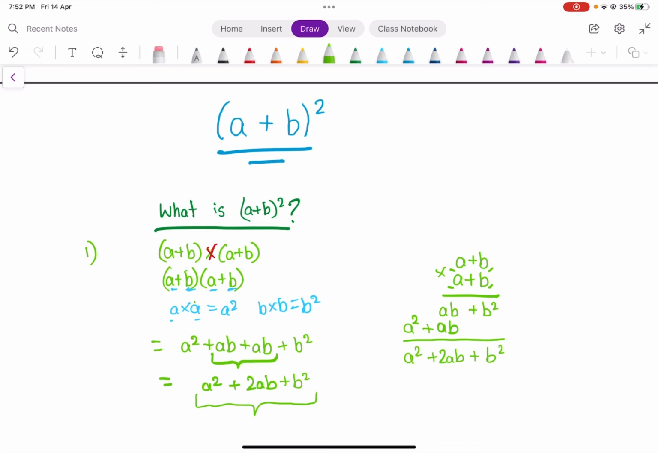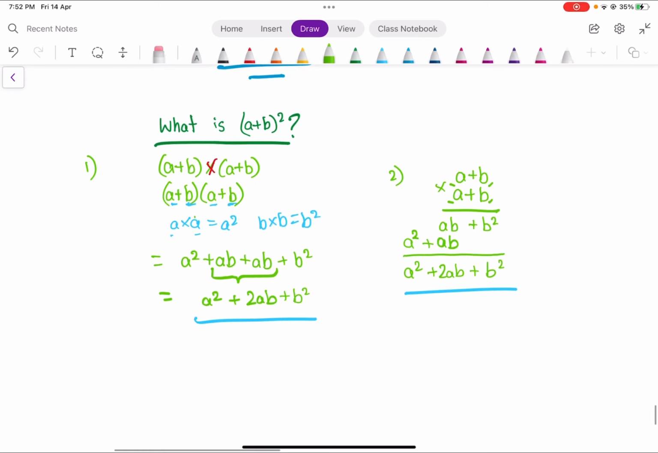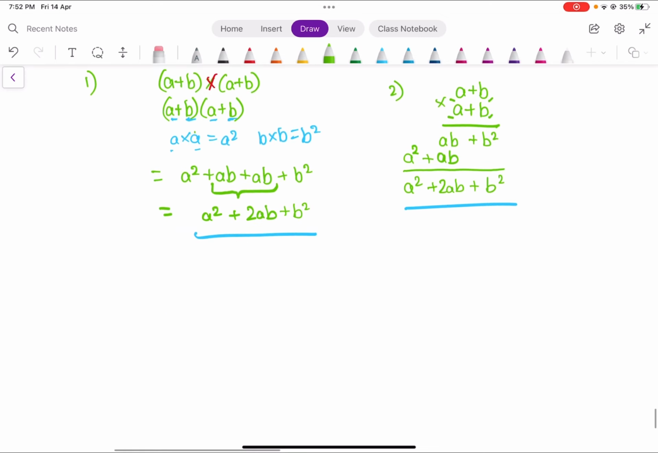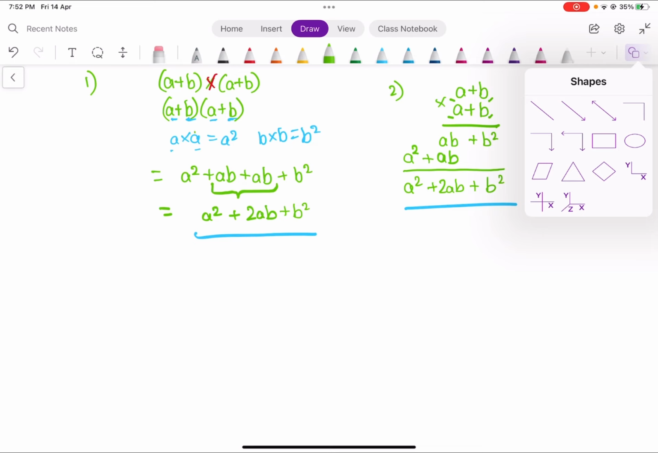So in both ways, we got the same answer, which is a squared plus 2ab plus b squared. So both of these are methods in which you can add them together, multiply them together. And now we're going to be talking about how you can visualize this geometrically.